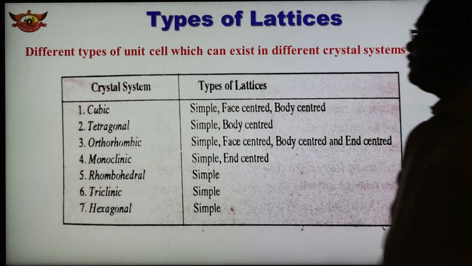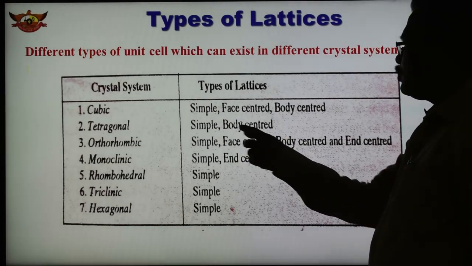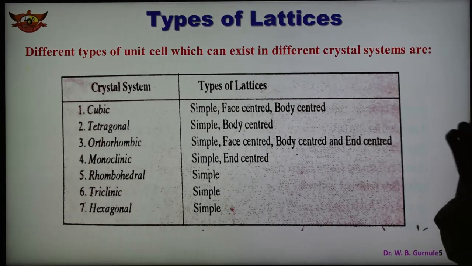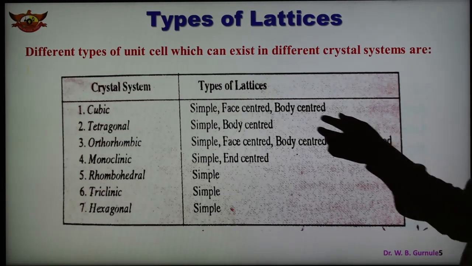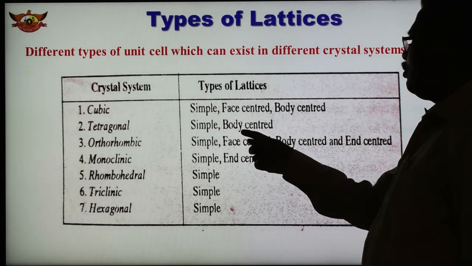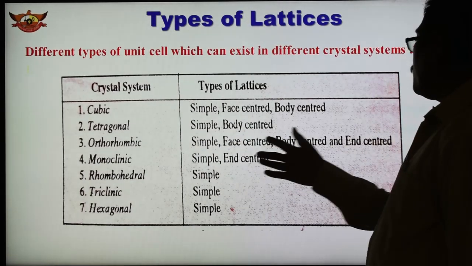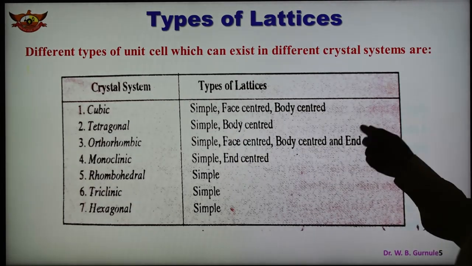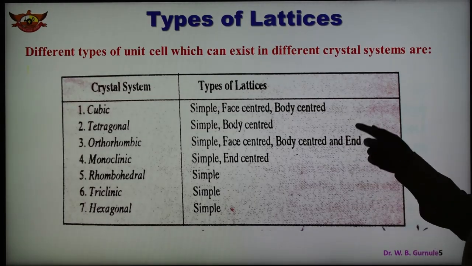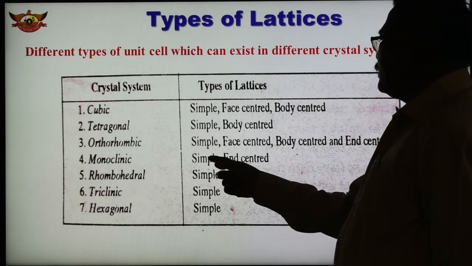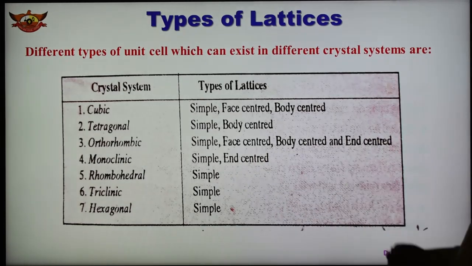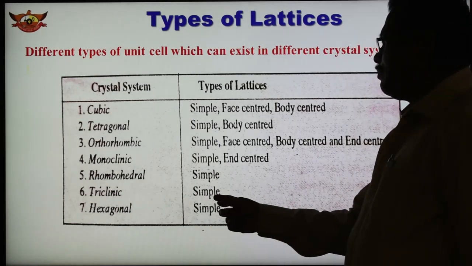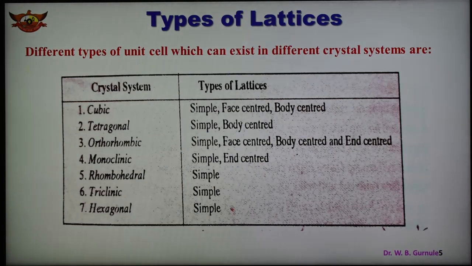In the case of the tetragonal crystal system, there are 2 types, only simple and body centered. We have seen they differ only in the alpha, beta, gamma angles and the intercepts A, B, C. Orthorhombic has 4 types: simple, face centered, body centered, and end centered or base centered. In the case of monoclinic, there are two types, simple and end centered. Rhombohedral, only one, simple. Triclinic, only one, simple. Hexagonal, only one, simple. So these are the different types.